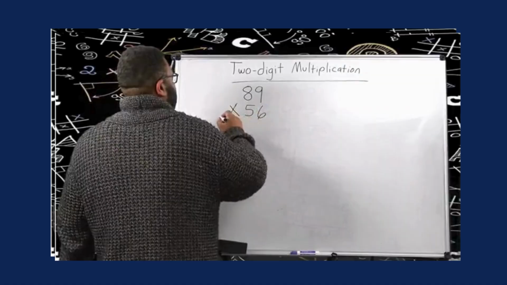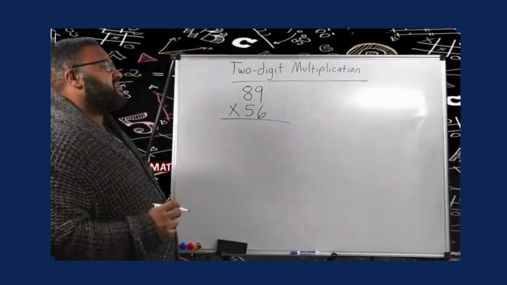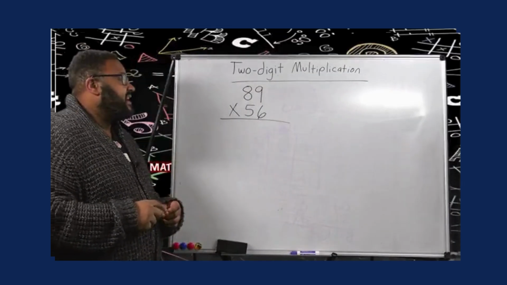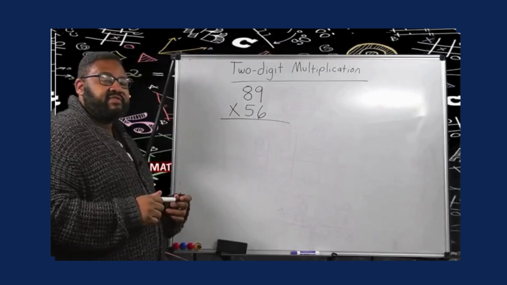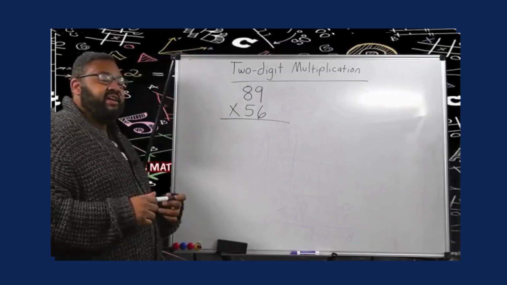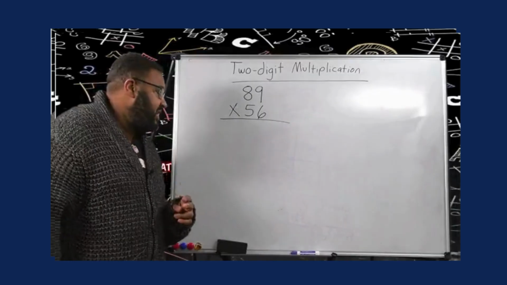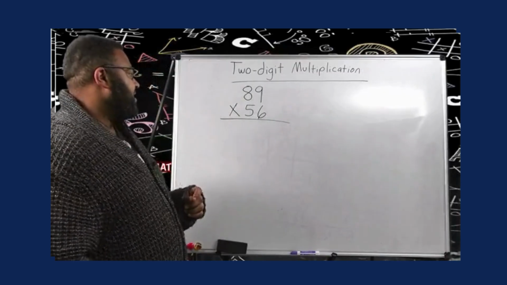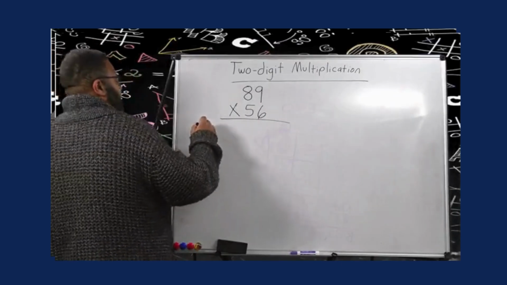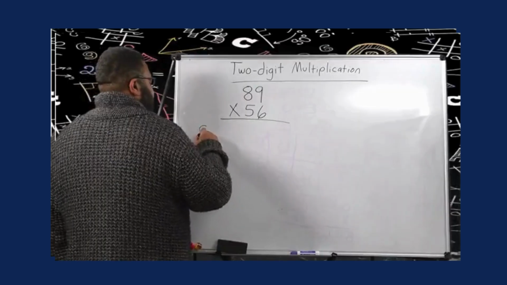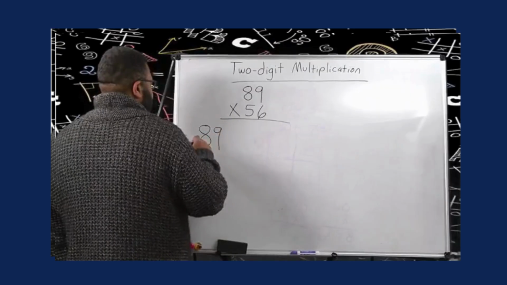Write this down for me, please. 89 times 56. Okay, and this time, since it's a 2-digit by 2-digit, I'm going to do all 3 again. I'm going to do Daddy's way, because that's the way his daddy taught him, and that's the way my daddy taught me.